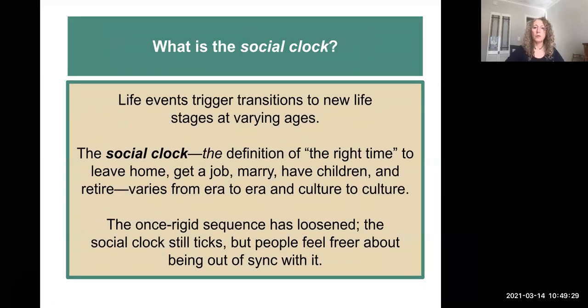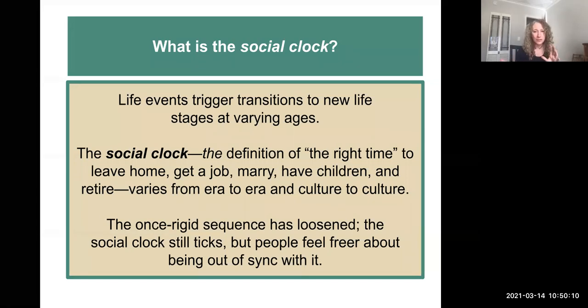All right, so we got a couple other terms. One is called the social clock, and that is, what is the actual right time, based on culture or a particular era or time period, that is considered the right time to leave home, get a job, marry, have children, and retire. So when we're thinking about that in American culture today, we might say the time to leave home tends to be, if you don't go to college, maybe pretty soon after high school. But if you do go to college, you might be kind of in the home or more dependent on your parents longer. Getting a job in the 20s, right?